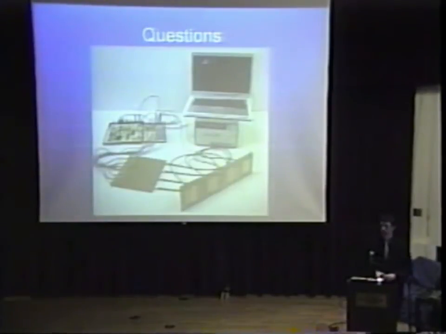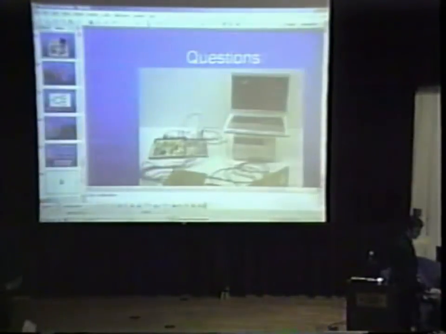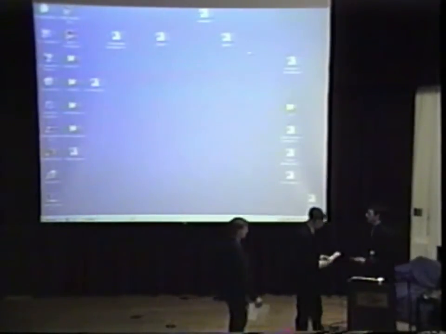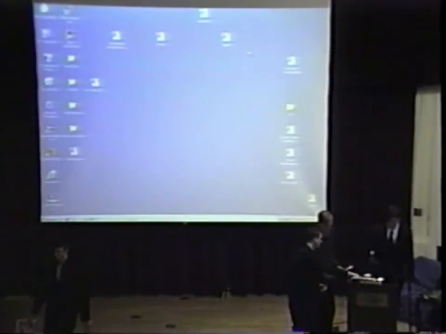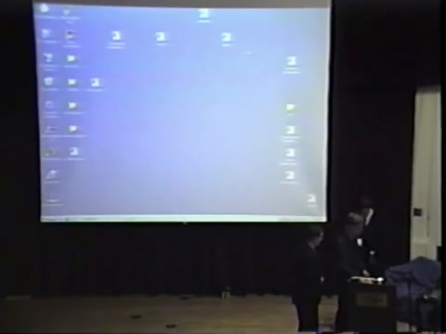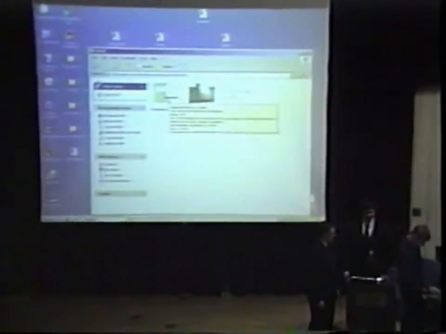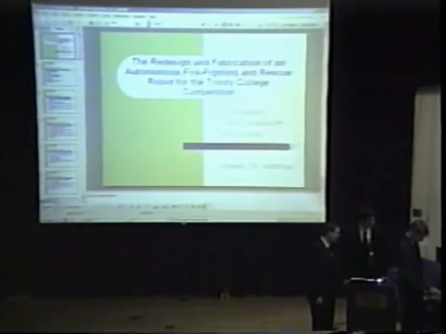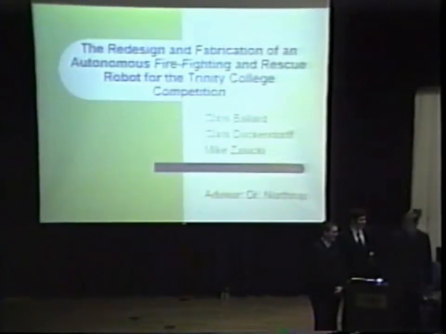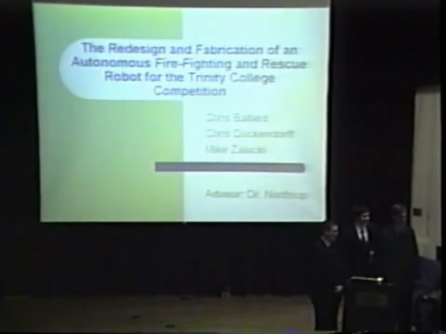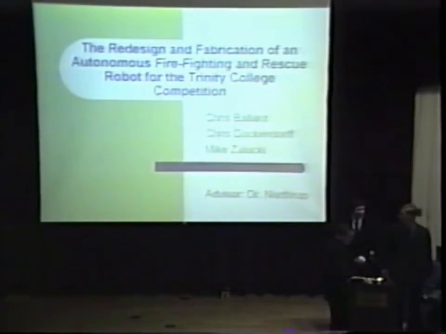Okay. Next presenter is the firefighting robot team. Is that gonna do it? Okay. It's a good picture.